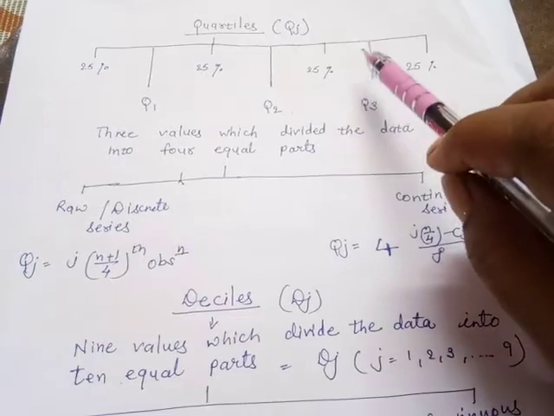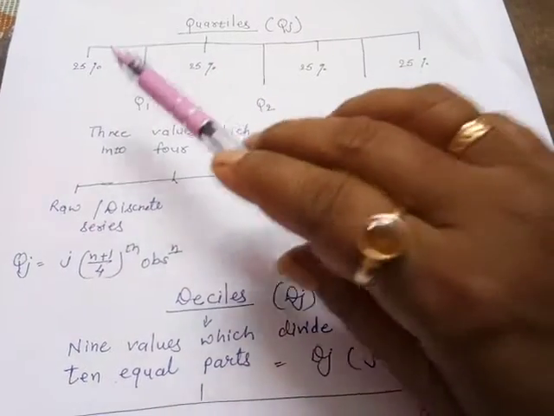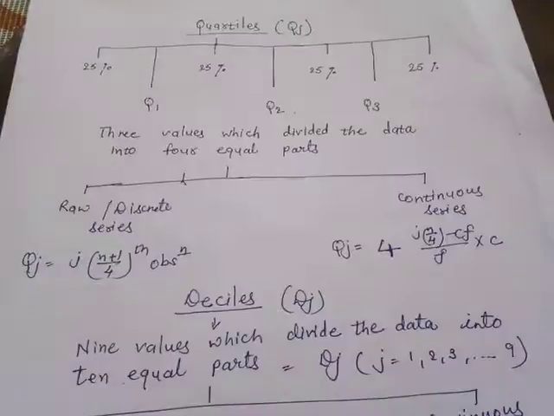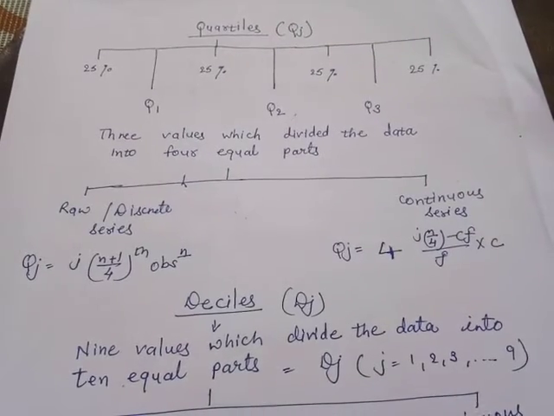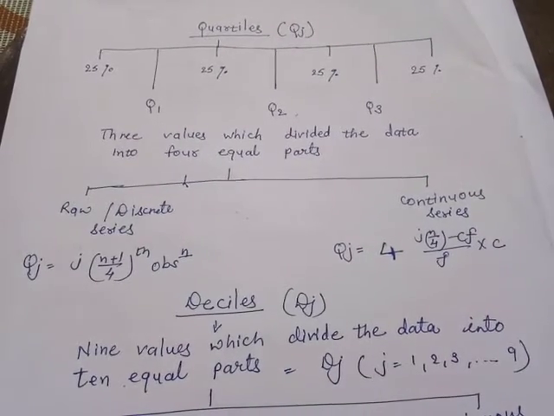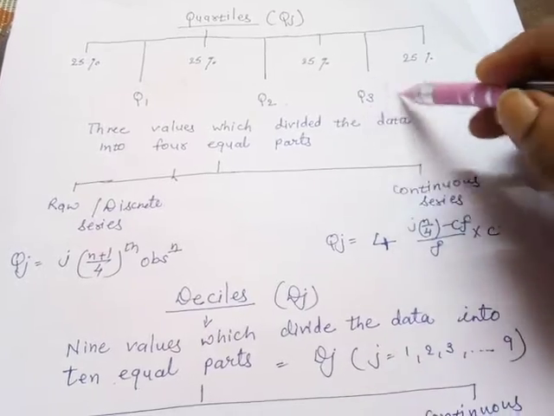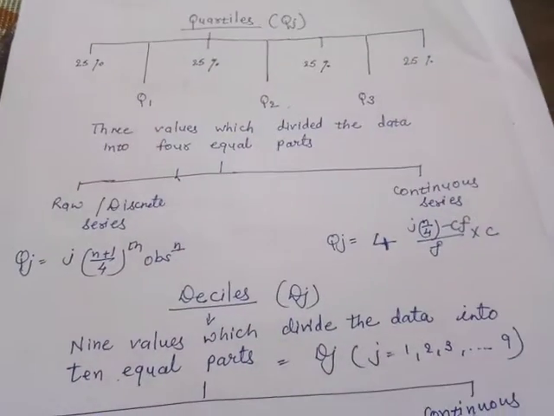If you see from here, these three are three measures, so this is the first part, second part, third part and fourth part. So there are 3 values which divide the data into 4 equal parts. So we have to measure these values to divide the quartiles.